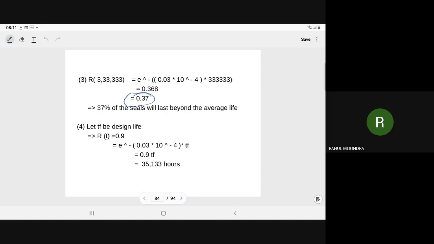So you know that reliability is equal to e to the power minus lambda t, and reliability we set 0.9. So it will give you the design life, that is the t. So total t will come 35133. So if our device has 0.90 reliability, then its design life is approximately 35133 hours.